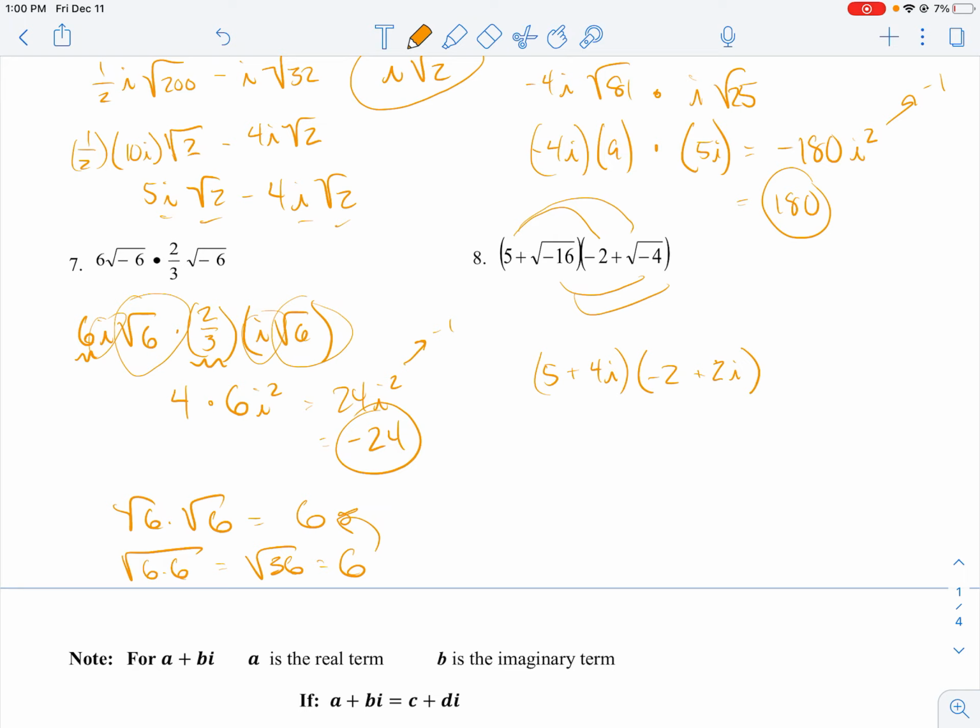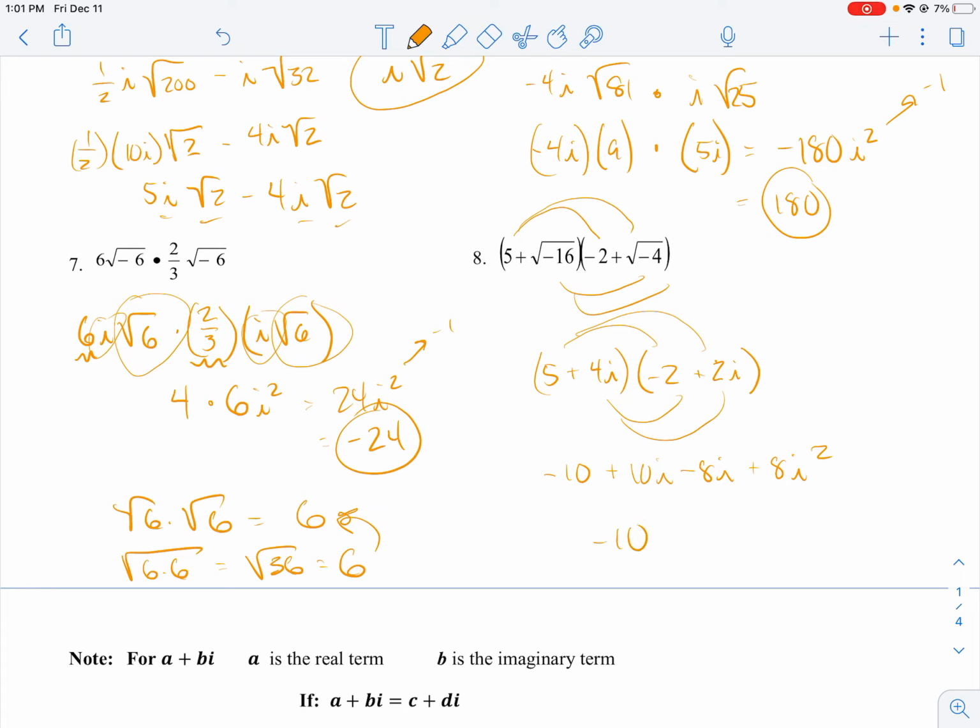back piece is that guy right there. Okay? And now I can multiply. I didn't want to multiply before I could, but it's much easier to do it this way. So we get negative 10 plus 10i minus 8i plus 8i squared. Okay, so let's do some simplification.